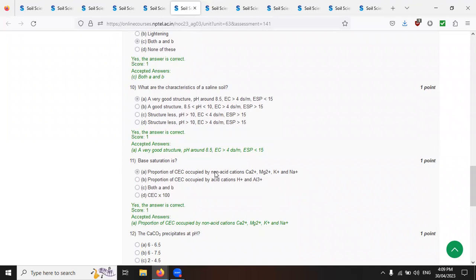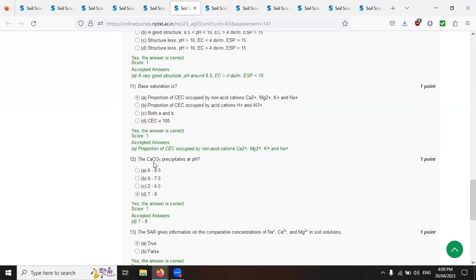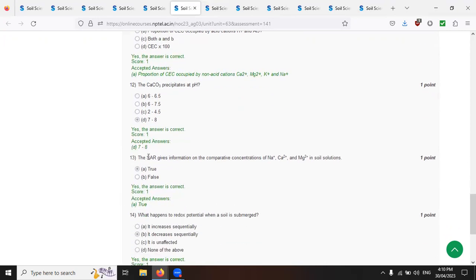A base saturation is, what is a base saturation? Is it a proportion of CEC occupied by non-acidic cations, or a proportion occupied by acidic cations? It's non-acidic. The calcium carbonate precipitates at what pH? 7 to 8. The sodium adsorption ratio gives information on the comparative concentrations of sodium, calcium, magnesium in soil solutions. True or false? It's so true.